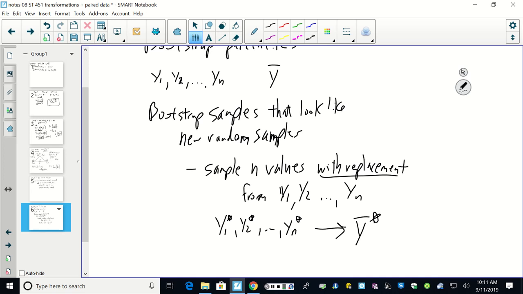And if we do this process a whole bunch of times, say B, capital B times, where B might be about 1,000 or 10,000, then we have many different random samples, and we can use these different averages to describe the sampling distribution of y bar. In particular, we could use these to get a standard error for y bar or percentiles, and I'll write that on the next.